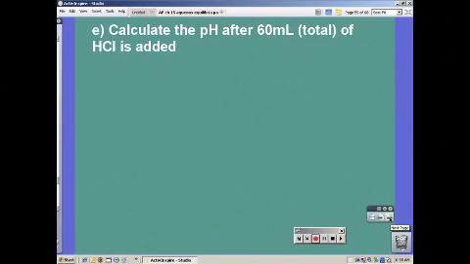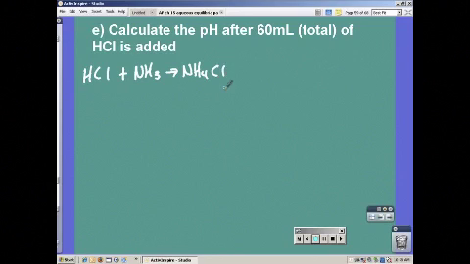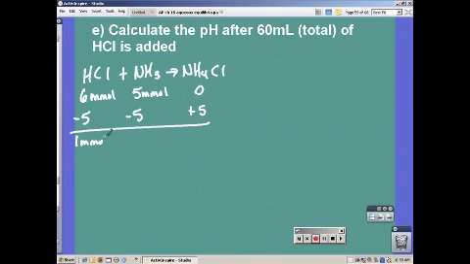I'm going to try this one on your own and then restart. So write your equation. We have 6 millimoles, 5 millimoles, and 0. React it to completion. And assess the situation. We're going to need molarity.